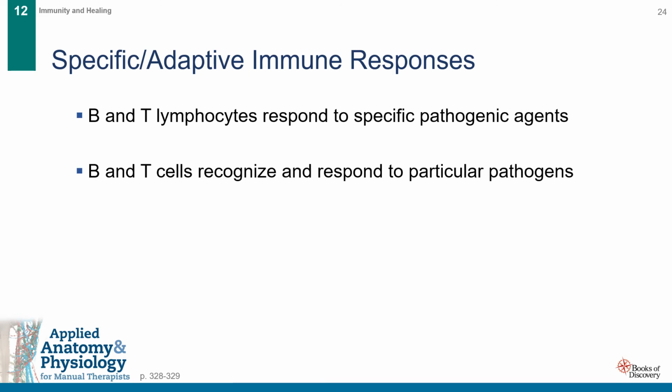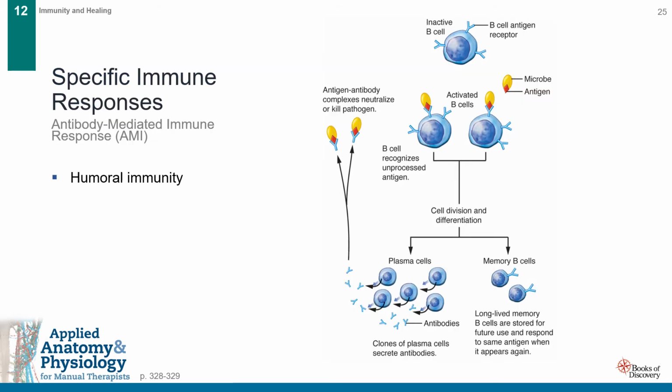So, as we mentioned, B and T lymphocytes respond to specific pathogenic agents, while B and T cells recognize and respond to particular pathogens. Antibody-mediated immune response, or AMI, is illustrated here. With antibody-mediated immunity, activated B cells divide and multiply to create antibody-producing plasma cells and memory B cells that are stored for future immune challenges.